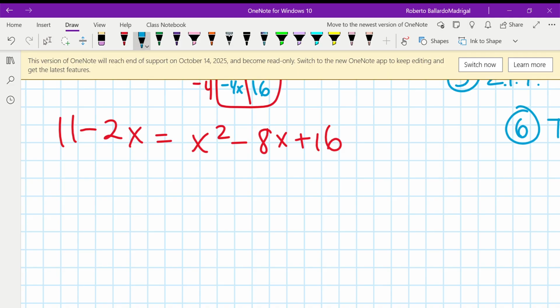How do I move 11 and negative 2x? What do I have to do with 11 and with negative 2x to get it to the other side? So I subtract 11 and then I add 2x. So subtract 11. 11 is a whole number, so I'll subtract that from 16. 2x, I'll add that to its like term of 8x.